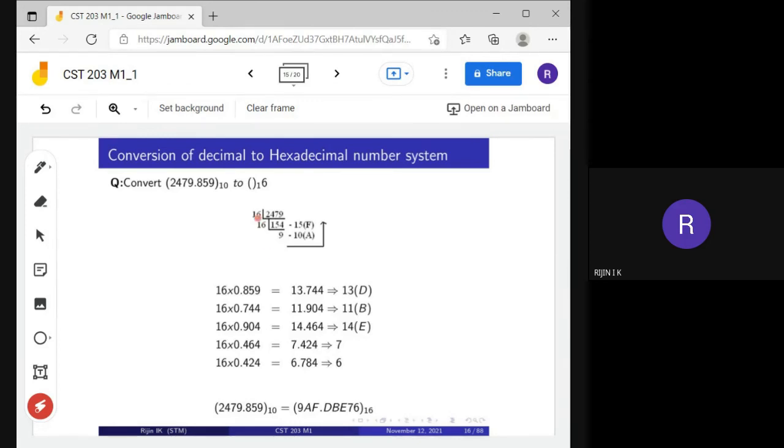Here is an example: 2479.859. Suppose we need to convert this number into the corresponding hexadecimal number. So what we have to do? We need to take the integer part first. So 2479, that is the integer part. Divide it by 16. So we will get 154 and the remainder 15. The remainder 15 corresponds to the letter F in the hexadecimal number system. Again divide the result, that is 154 divided by 16. So you will get 9.